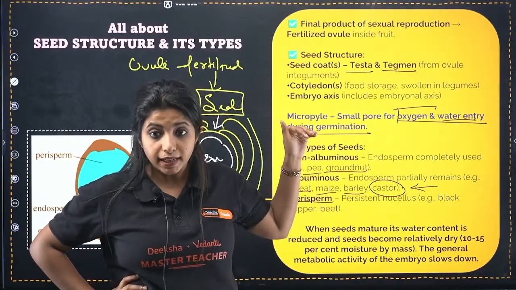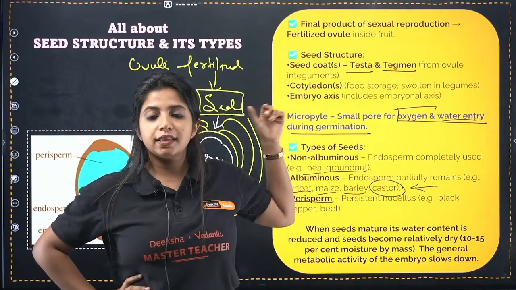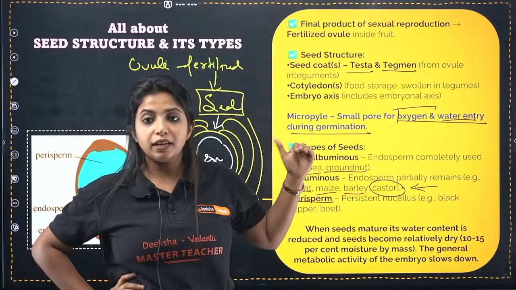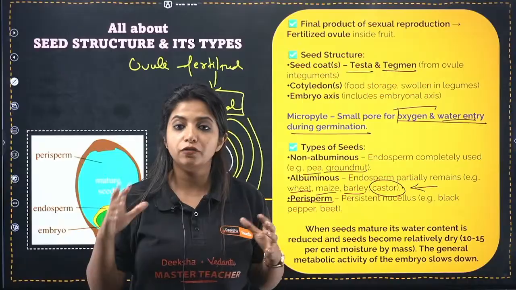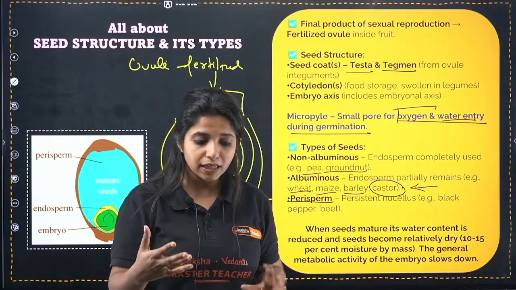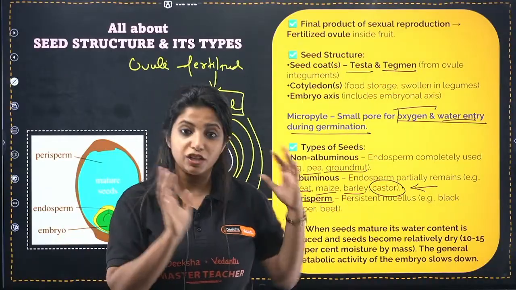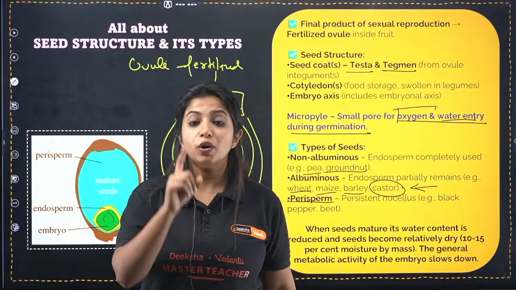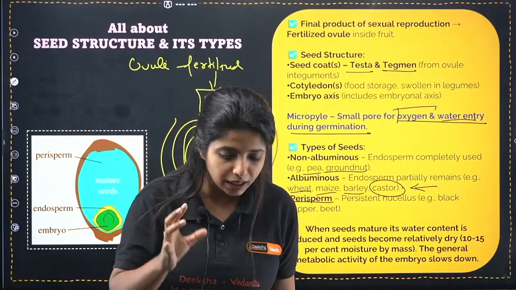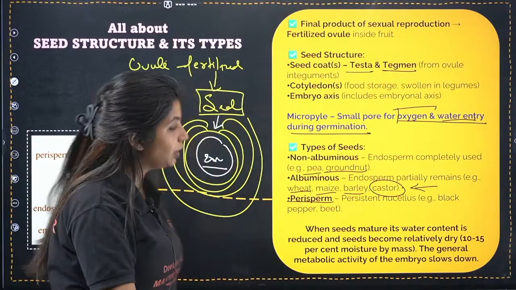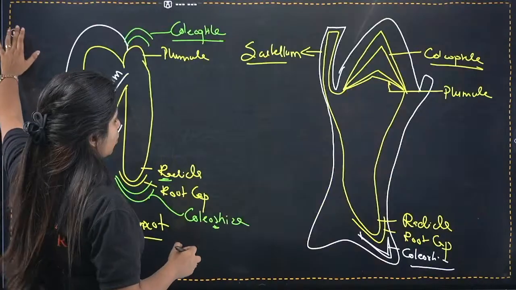We're talking about seed, and in seed we said that there is a micropyle still left. Why? There's a small pore for easy exchange of gases as well as water for germination. We spoke about the types of seeds, albuminous and non-albuminous, initially itself. Now I'm going to talk about one more type of seed, and this is super important, 100x important. And what is that type of seed?